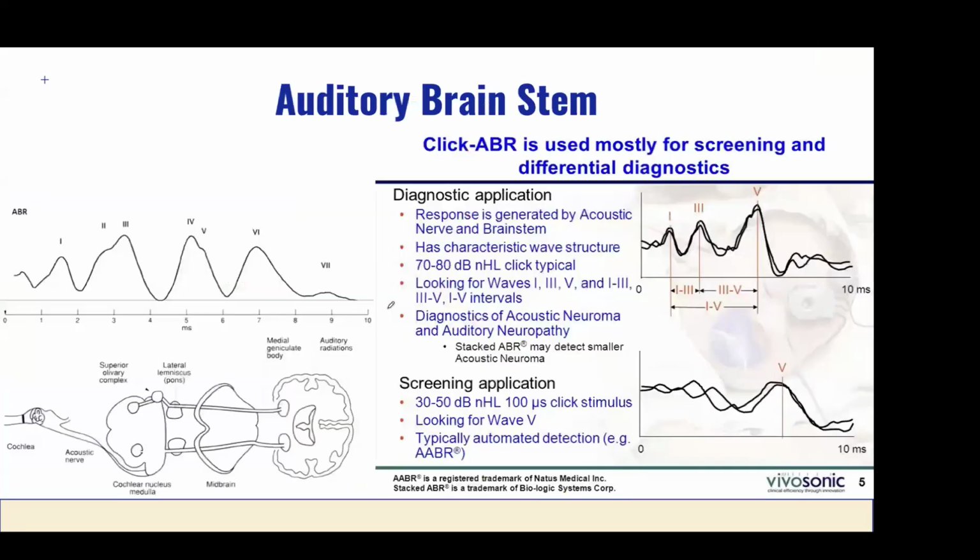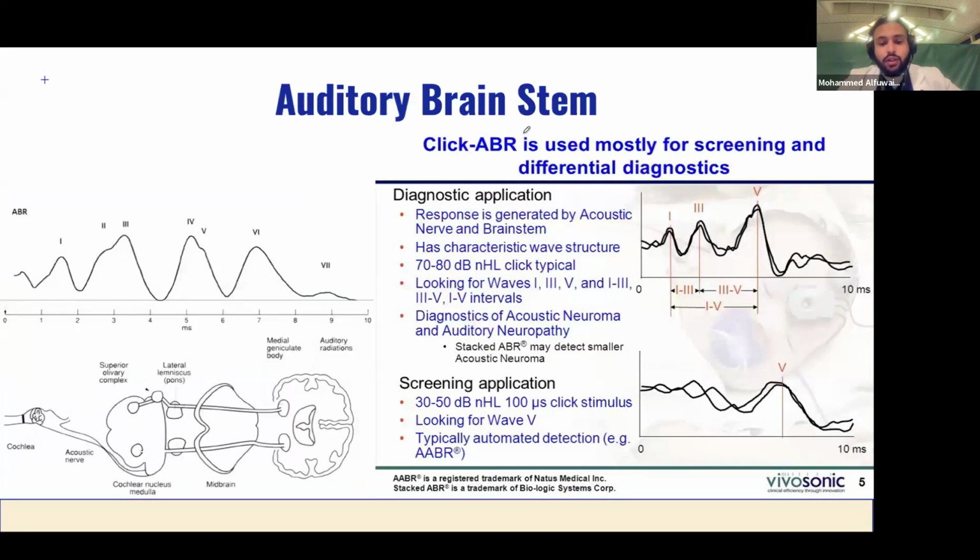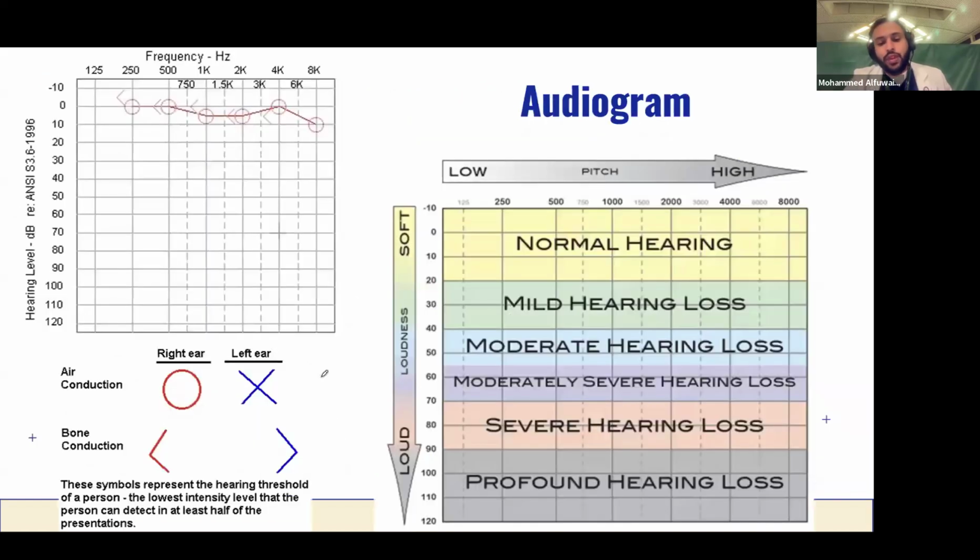No problem. Then we have auditory brainstem response or ABR. Again, it's a check for the nerve function. Don't need to know too much about this. Audiogram. You need to know how to interpret the audiogram.